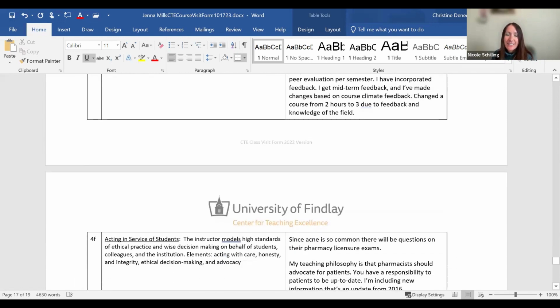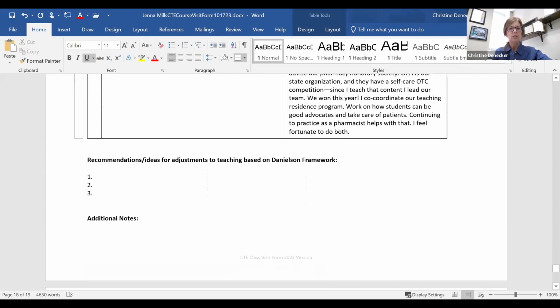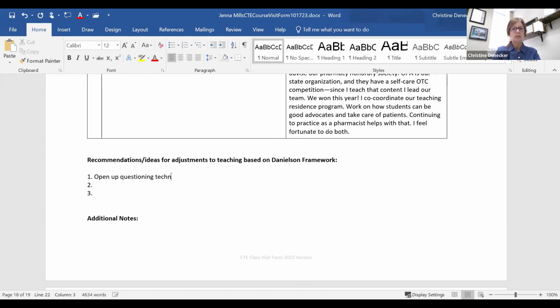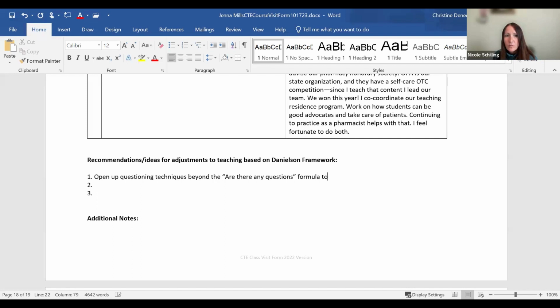Yeah, definitely. So in the recommendations and ideas, we're going to put in: open up questioning techniques beyond the closed, to promote and encourage critical thinking, reflection, application, some of the higher level Blooms. Good.